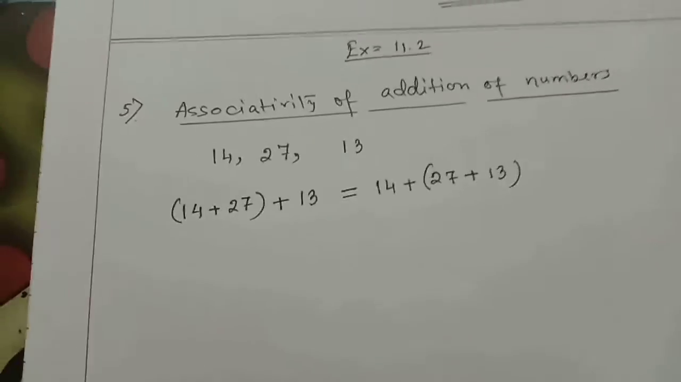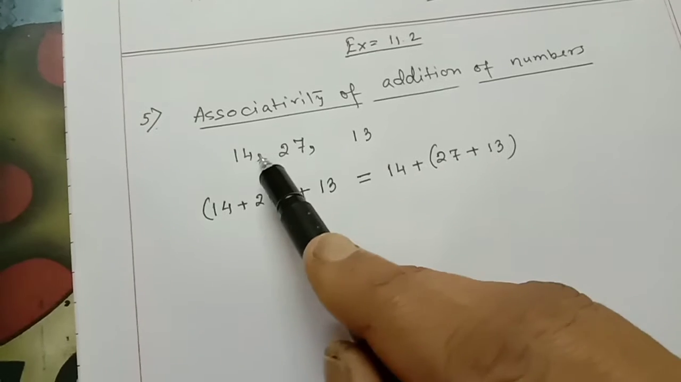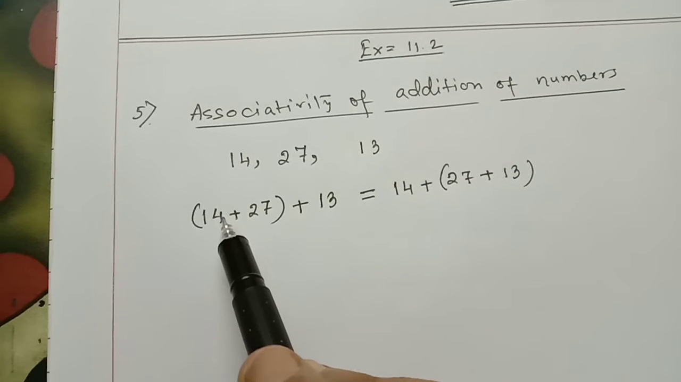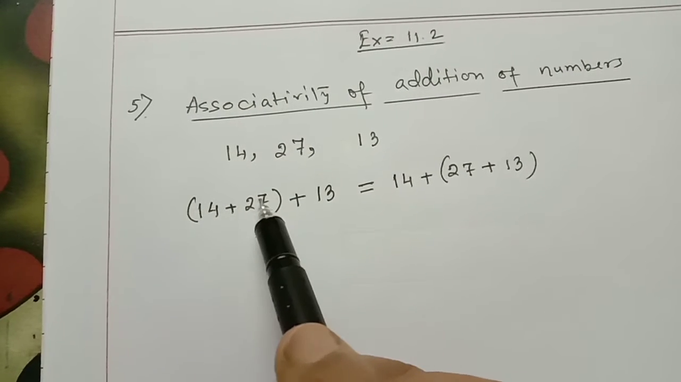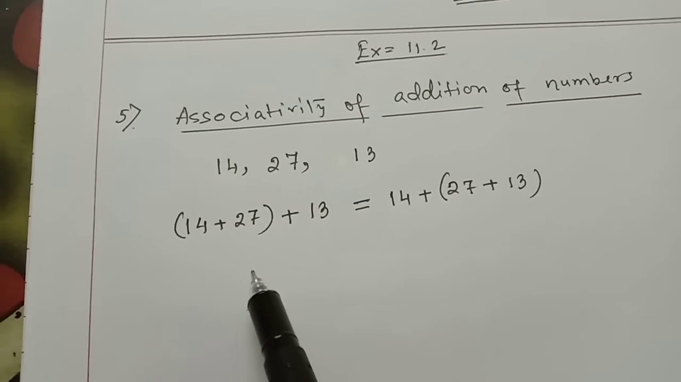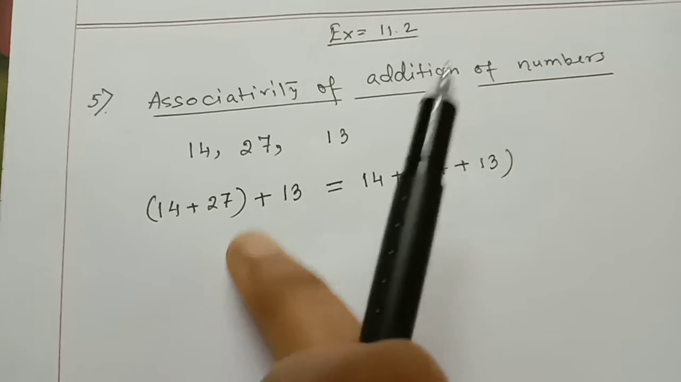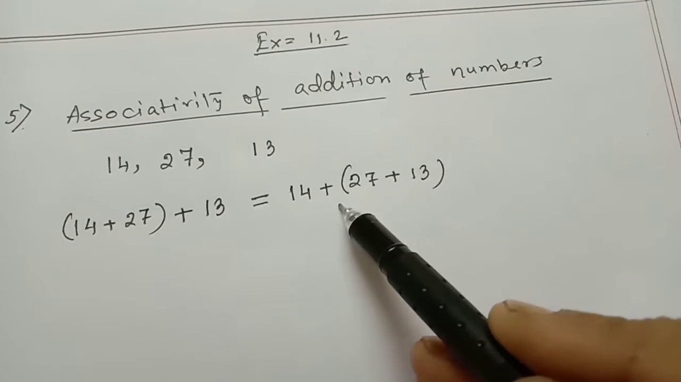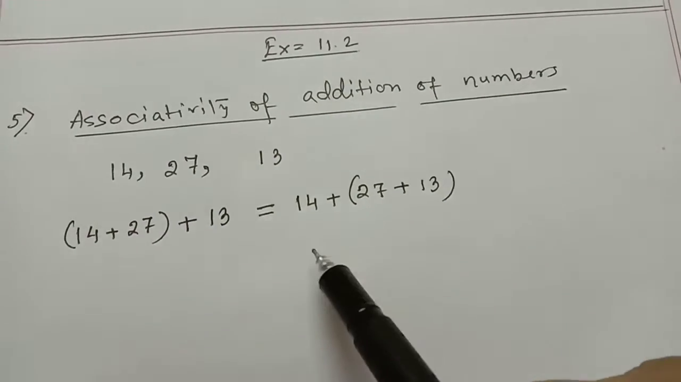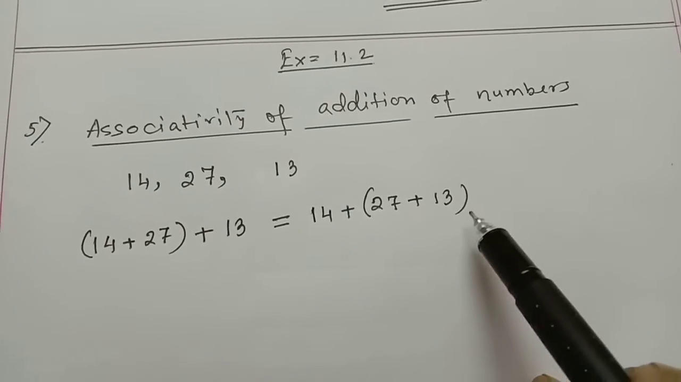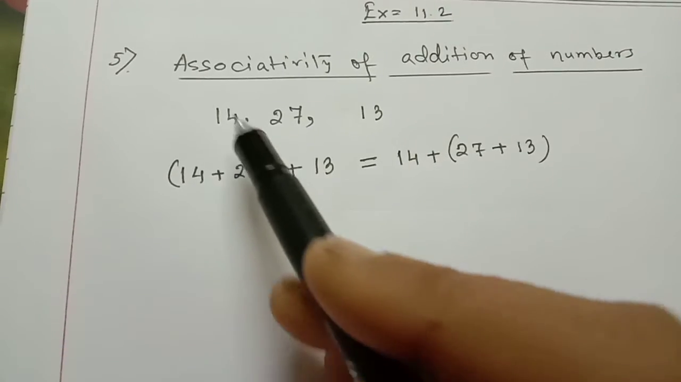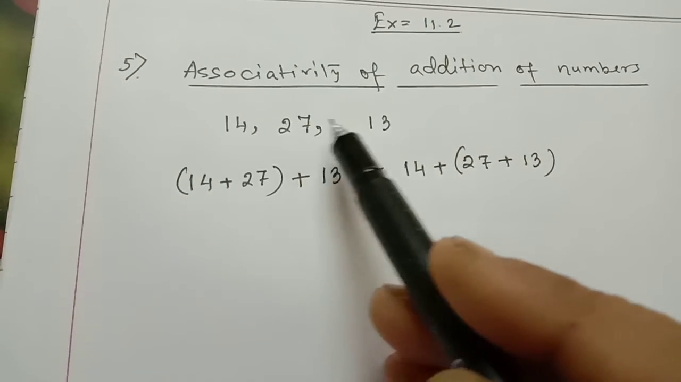Now in this question, these three numbers are 14, 27 and 13. We can add in this way: 14 plus 27 first, whatever the result will come, 41 will come, and then if we add 13, you will get 54. The result will be 54, which is equal to the same value when I do not add the first two first, but add the last two numbers first, then add 14 to these two, and again we will get the same value as this.